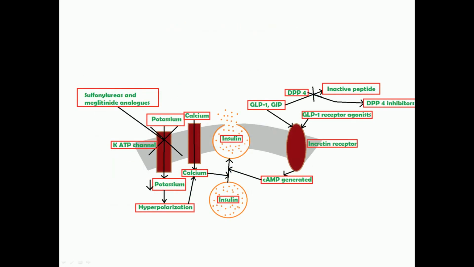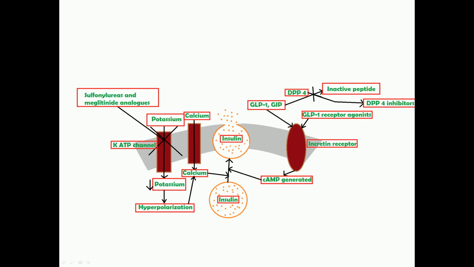Now in this picture, we are trying to show the mechanism of action of various oral hypoglycemic drugs which increase the secretion of insulin. In the red box on the left corner, you can see that the sulfonylureas and Meglitinide analogues are marked there. These basically act on the potassium ATP channel, the K-ATP channel. They prevent the influx of potassium into the cells which store insulin. What is that cell? That cell is the beta cell in the islets of Langerhans of the pancreas.